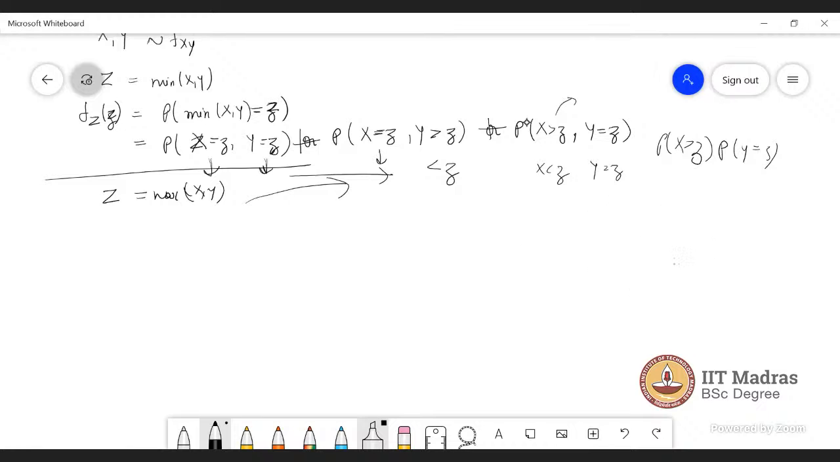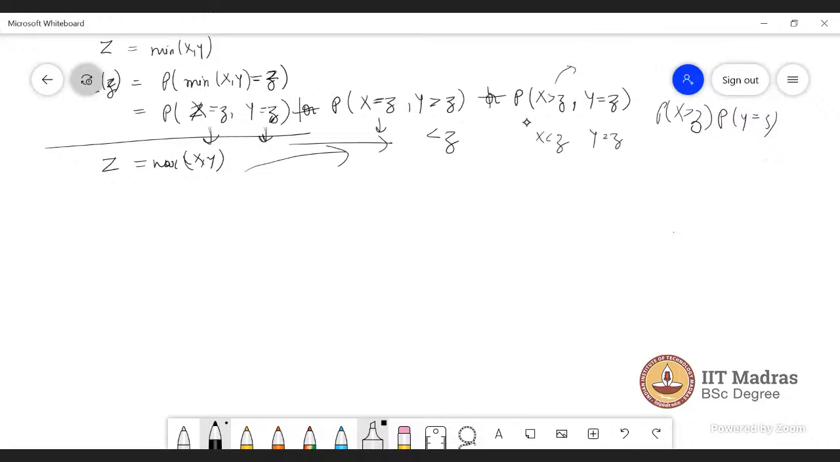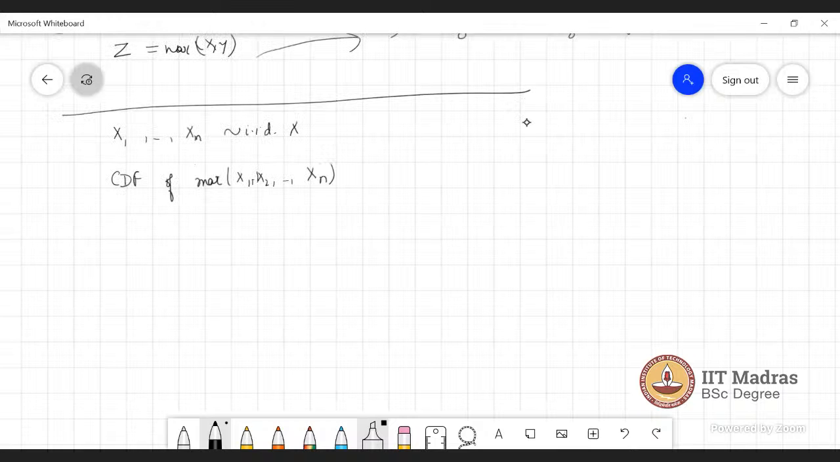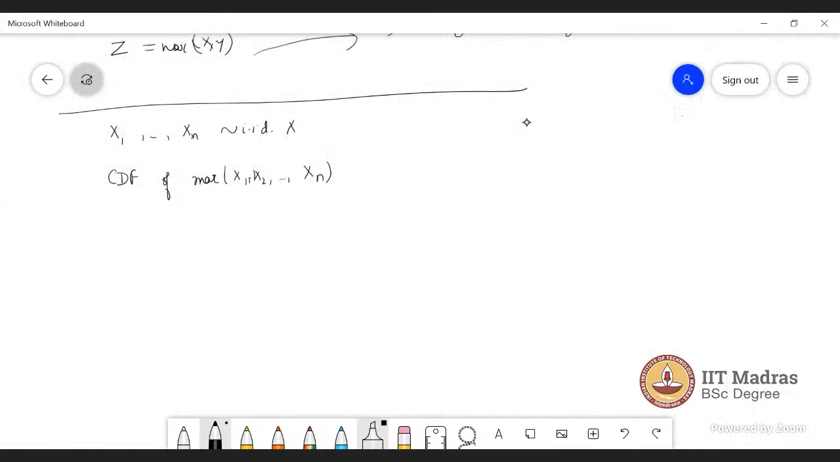Now, in case you have n random variables, x1 up to xn, and they are IID X, and you have to find the CDF of the max of x1, x2 up to xn, let's say this is equal to Z. Then how do you find the CDF?